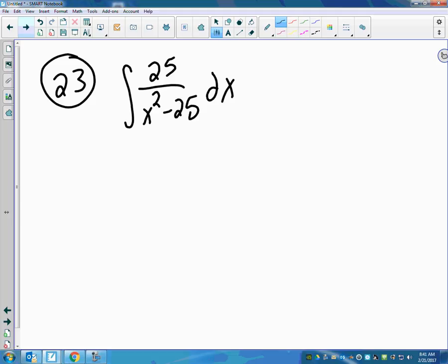So, u substitution doesn't seem to work on this because if you pick x squared minus 25 as your u, you need an x in the top, but we don't have an x in the top, right? Then you think, oh, maybe it's arctangent, but it's not arctangent because this would have to be a plus sign. If that was a plus sign, it would be arctangent. It's neither. So our only other option is partial fraction decomposition.